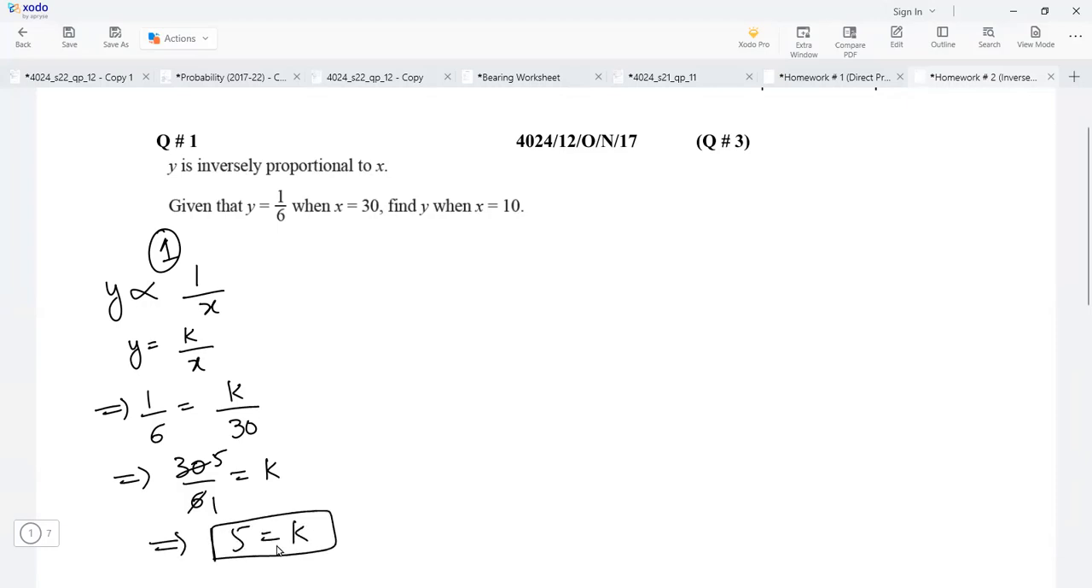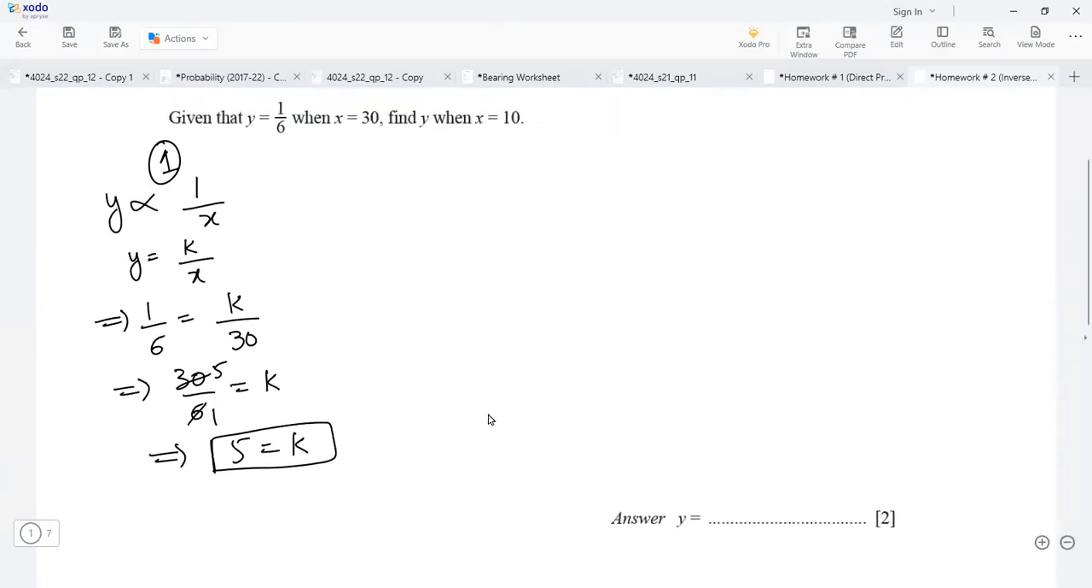Next, we do the same process, replacing the value of k into the equation connecting y and x. It becomes y equals 5 divided by x. This is the equation connecting y and x, and we can also say it is the expression for y in terms of x. Both are the same thing.